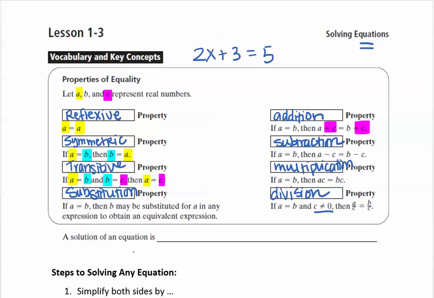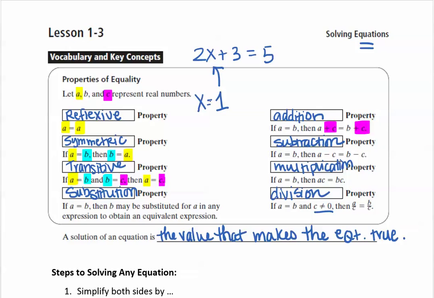Okay, so the solution of an equation is the value that makes the equation true, more or less. So for example, the solution to this equation is 1. X equals 1, because if I substitute it in, 2 times 1 plus 3, I get 2 plus 3, which is 5. It makes this true. So 1 is a solution.